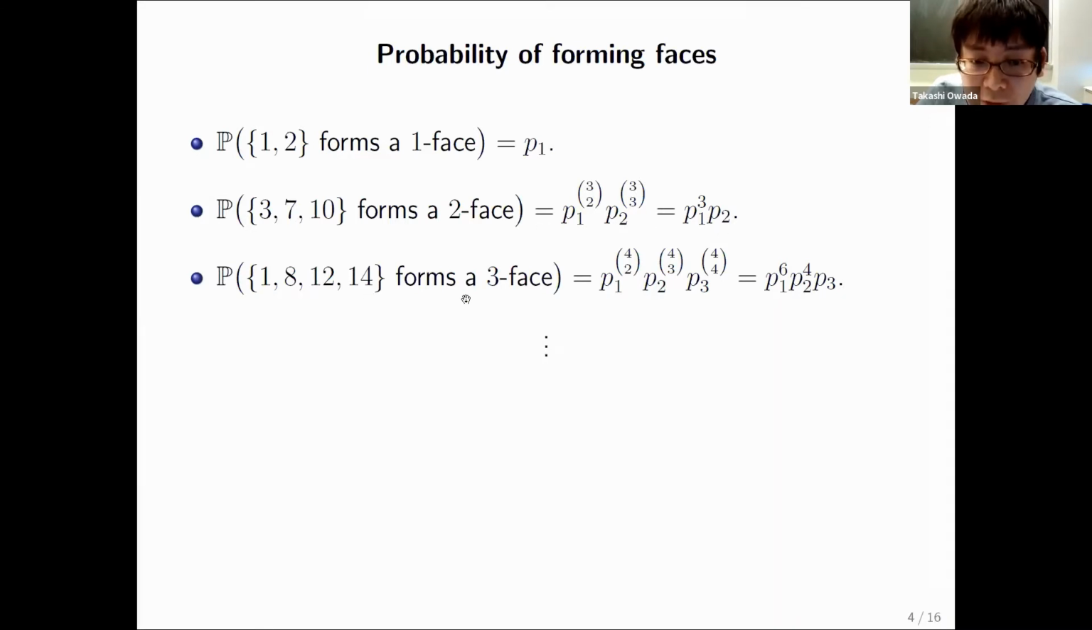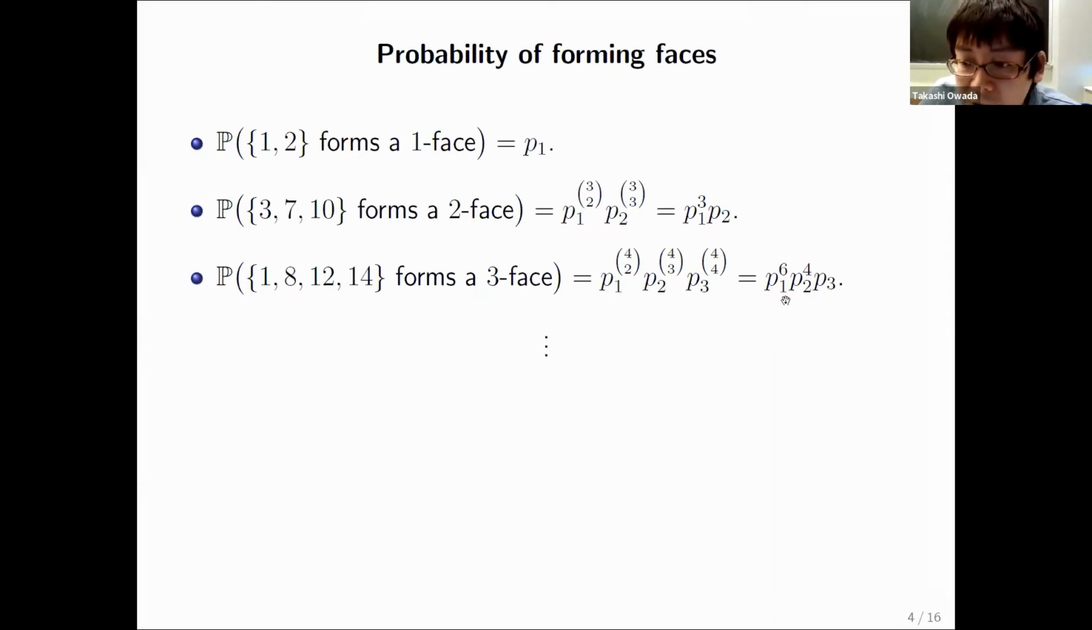We can do the same for 3-faces. In this case, there are potentially 6 edges, 6 equal to 4 choose 2. Triangles are filled in with probability p_2, and there are potentially 4 triangles. Finally, we are supposed to fill in the tetrahedron itself with probability p_3. Multiplying all of them together, we can get this probability.